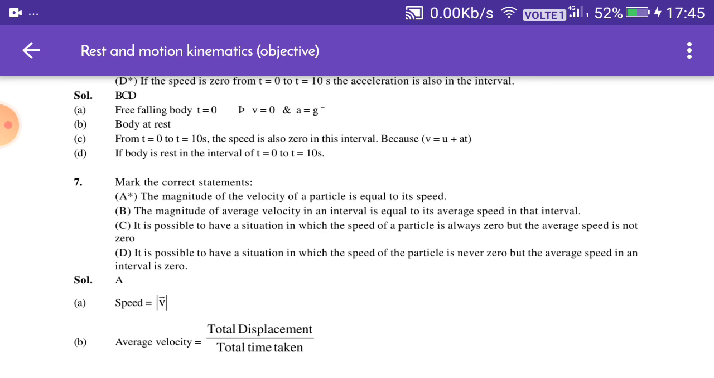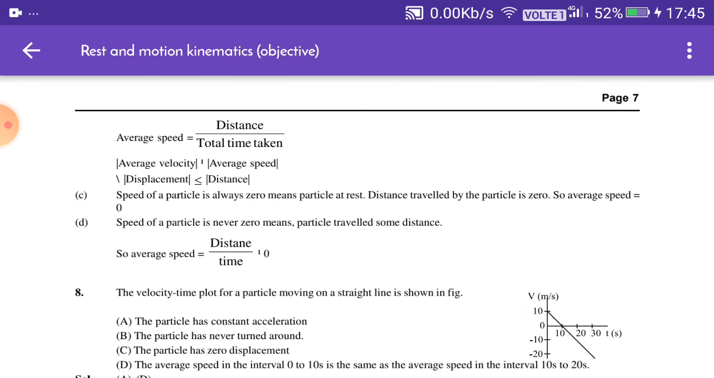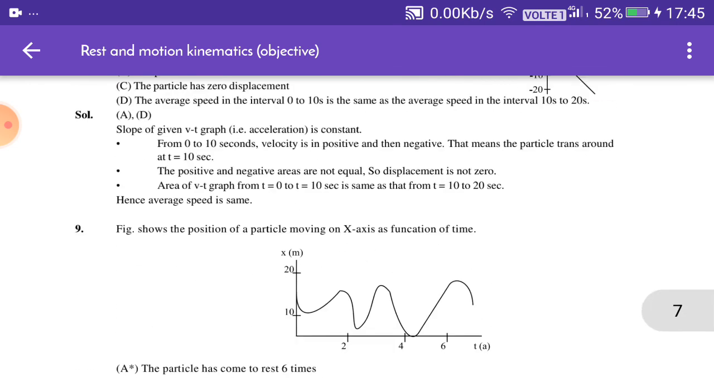Mark the correct statement. The magnitude of velocity of the particle is equal to its speed. The magnitude of velocity will be equal to speed, see the explanation given in the figure, right? It is right. Average velocity, that is a conceptual question. Very good question.